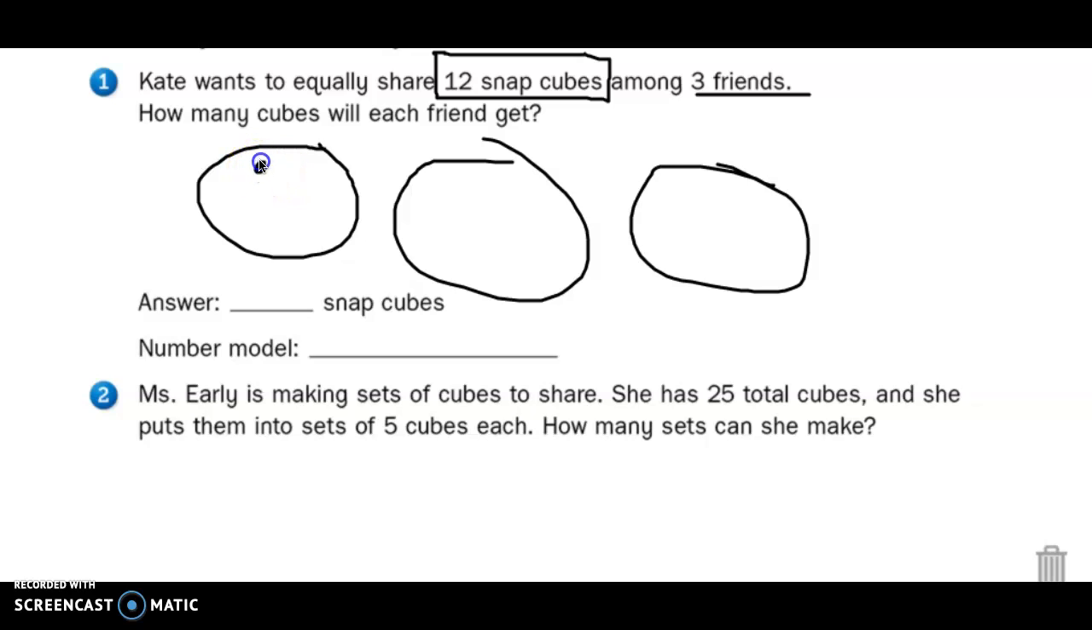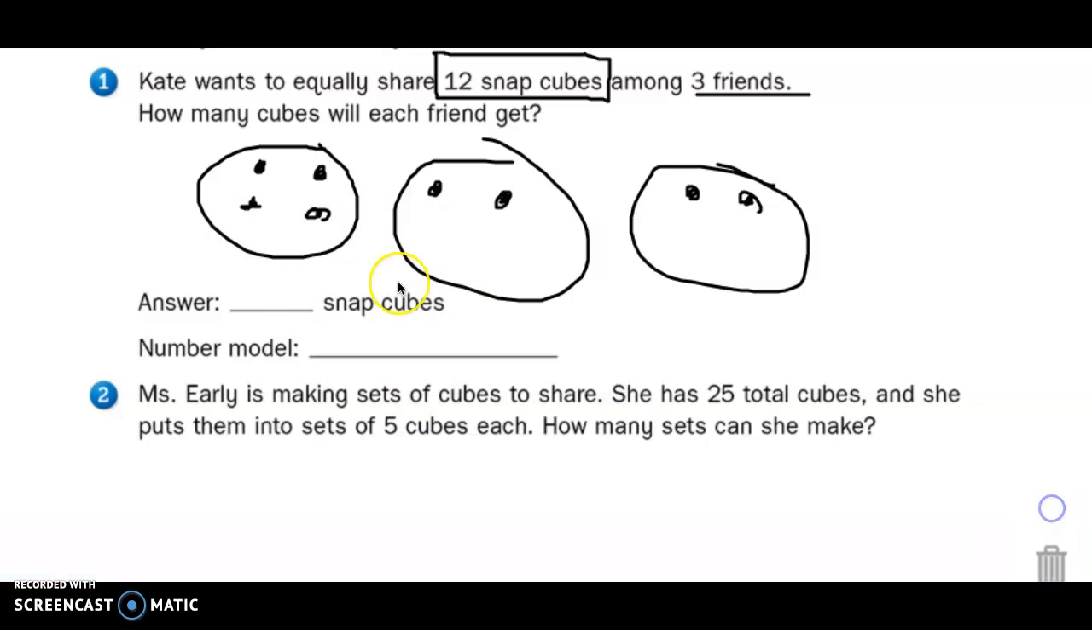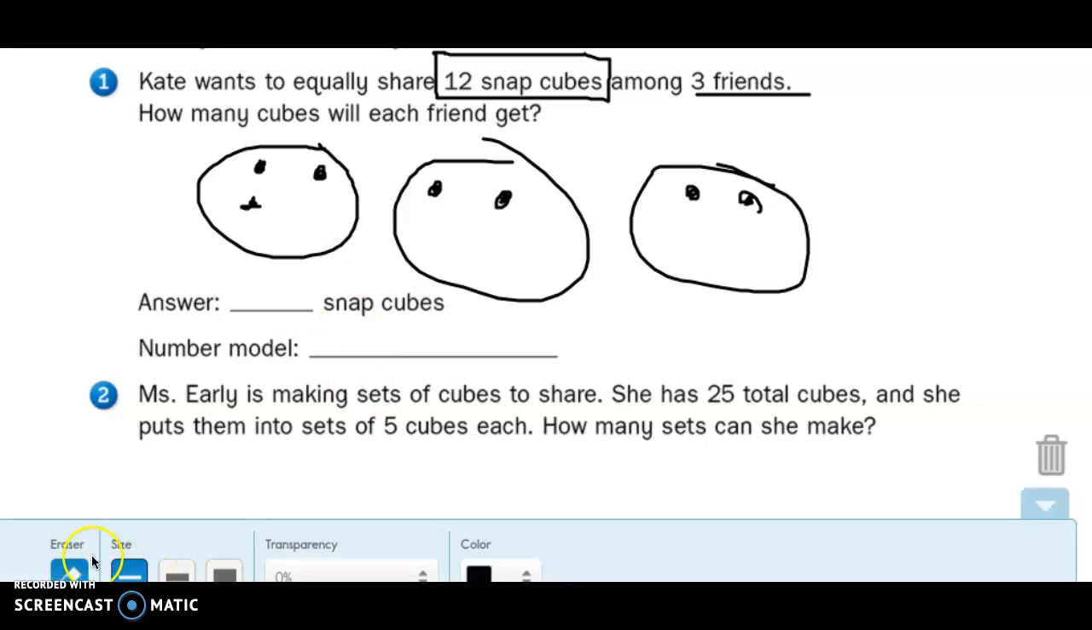And this is going to be a snap cube. 1, 2, 3, 4, 5, 6, 7, 8. Oh, I made a mistake, didn't I? I accidentally gave 2 to my first one, and I just needed 1, because look, now I have 4 and 2 and 2. That doesn't make sense. That's okay if we make mistakes. We just go back and fix it. Keep following along with me.